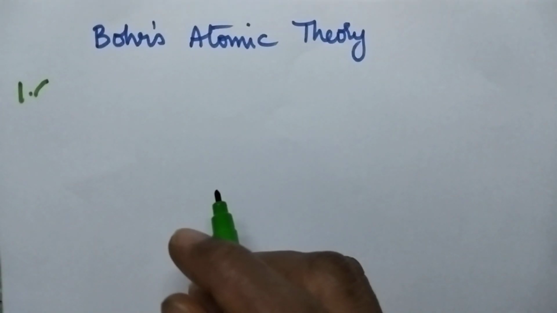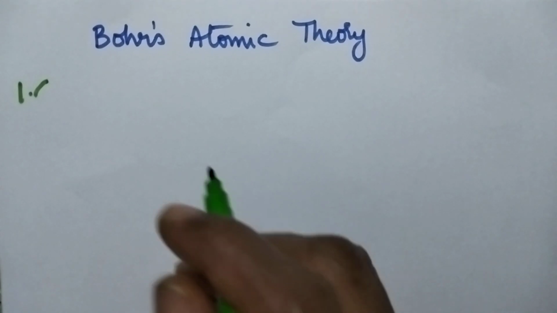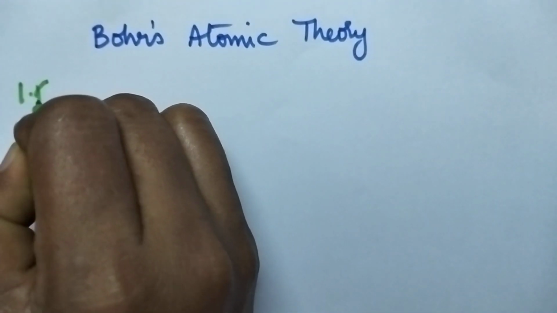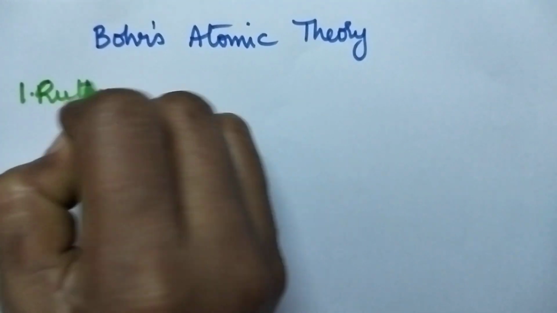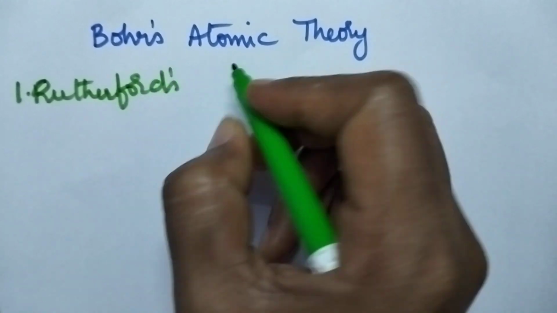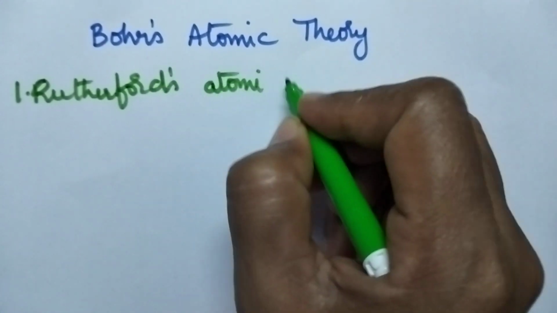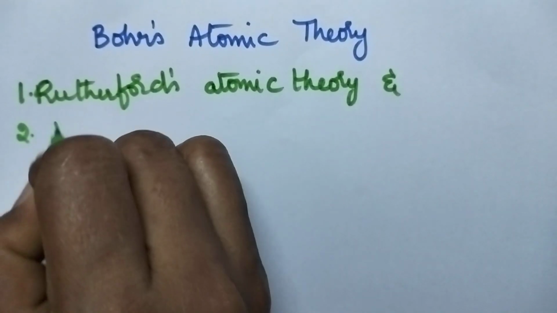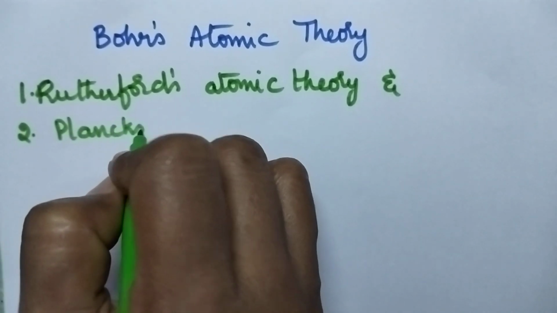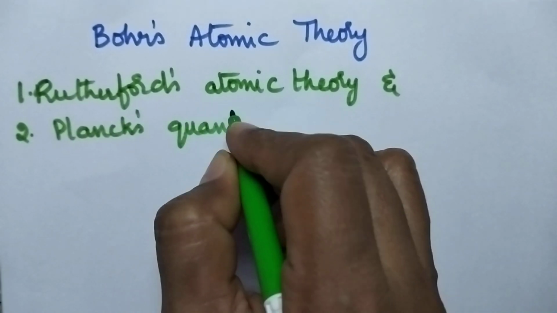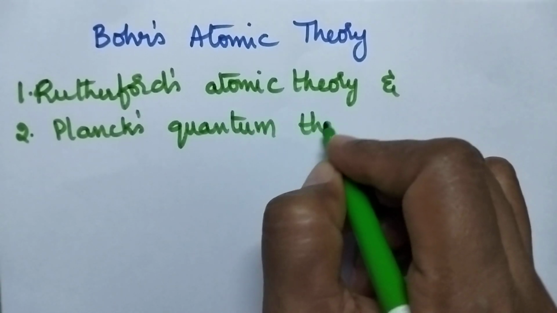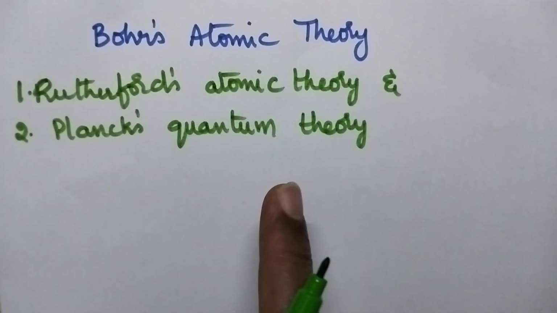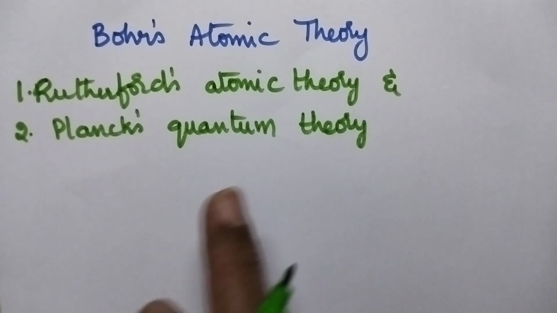In this video, I am going to discuss in detail about the Bohr's atomic theory. Bohr's atomic theory was proposed based upon two important theories, namely Rutherford's atomic theory and Planck's quantum theory. So, Rutherford's atomic theory and Planck's quantum theory are the basis for the development of Bohr's atomic theory.